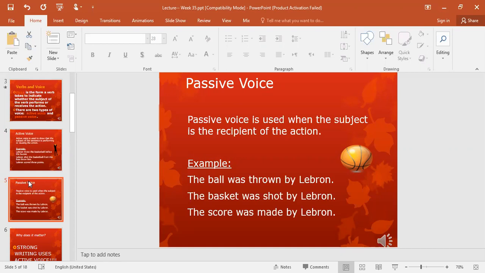Let's see how. The ball was thrown by LeBron. So here the subject is the ball, right? It is the recipient of the action. The basketball was shot by LeBron. The score was made by LeBron. Okay? So, دايما in the passive voice we have something called by. دايما we have something called by. So the ball was thrown by, the basketball was shot by someone, the score was made by someone.